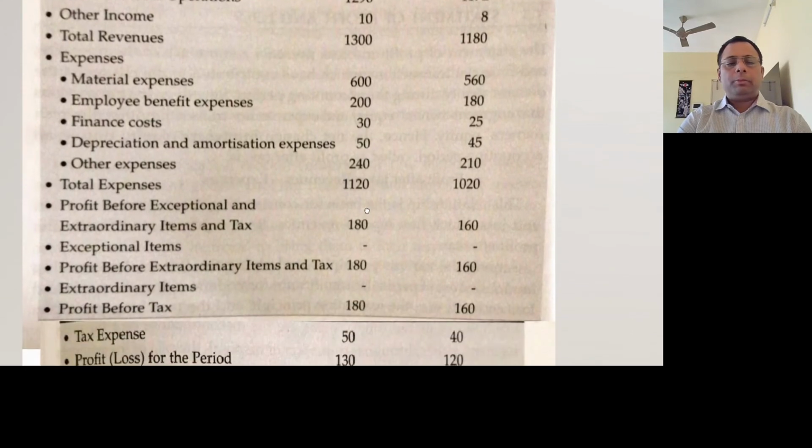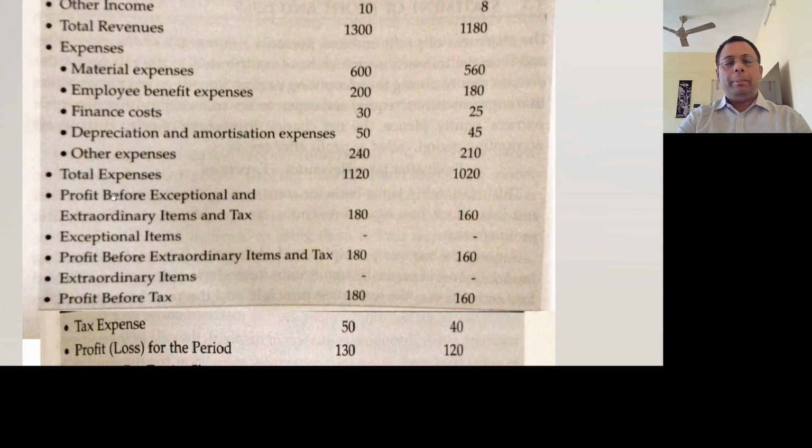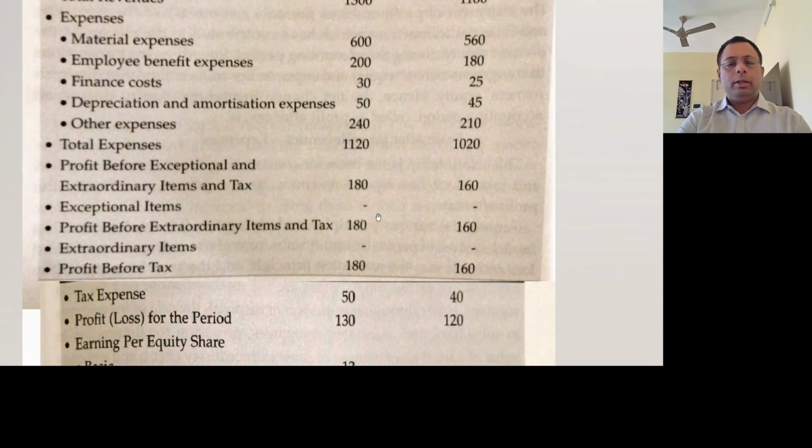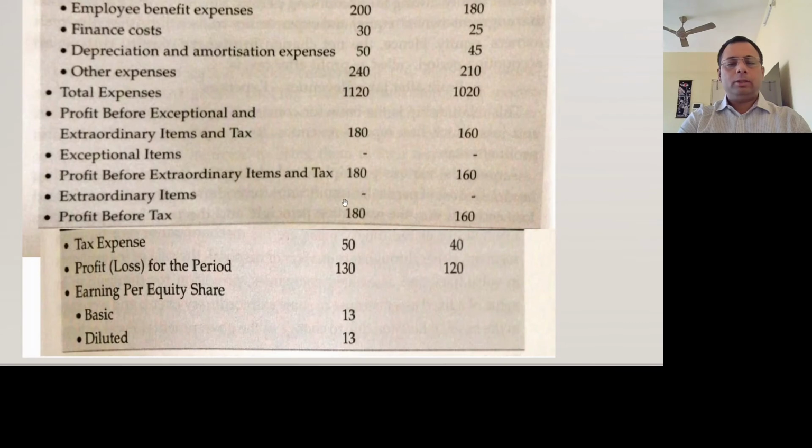And then profit before exceptional items and tax is called PBIT. It's about 180. So what is happening is 1300 minus 1220 is coming out to be 180, and there has been no exceptional items here, so it stays 180. And then profit before tax is also 180. Now tax expense is about 50 crores, then the actual profit is about 130 crores.